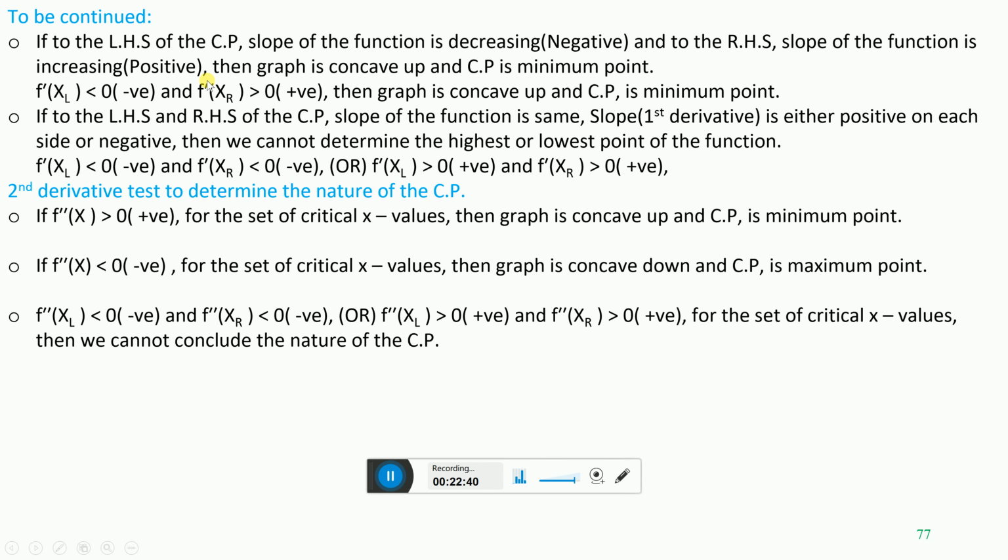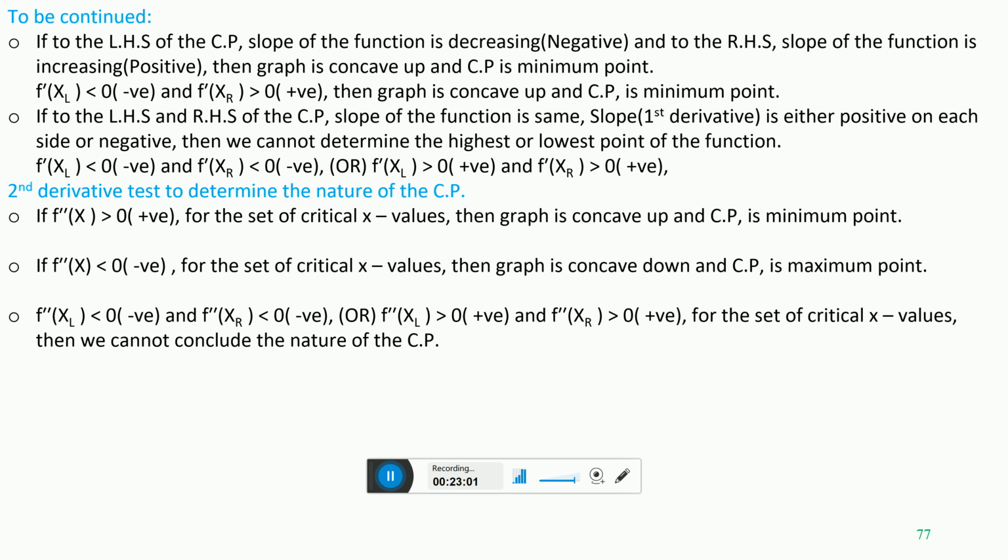But if the slope of the function to the left hand side of the critical point is negative and to the right hand side of the critical point the slope is positive, it means the graph is concave up and the point is a minimum point.